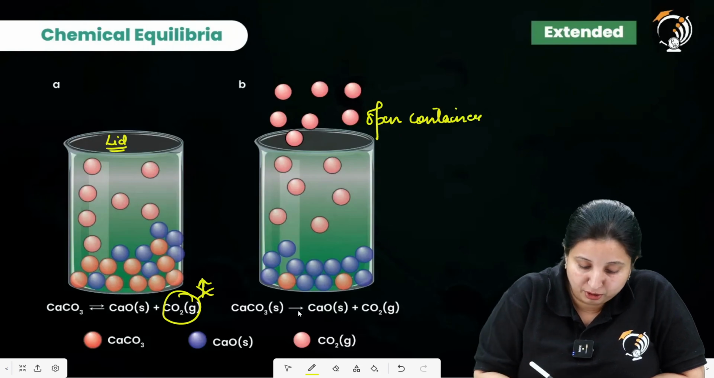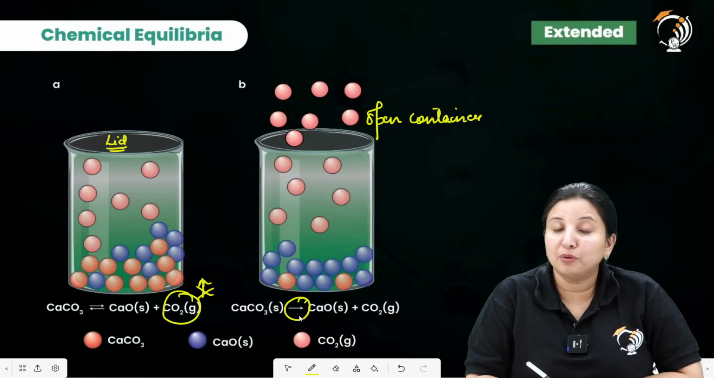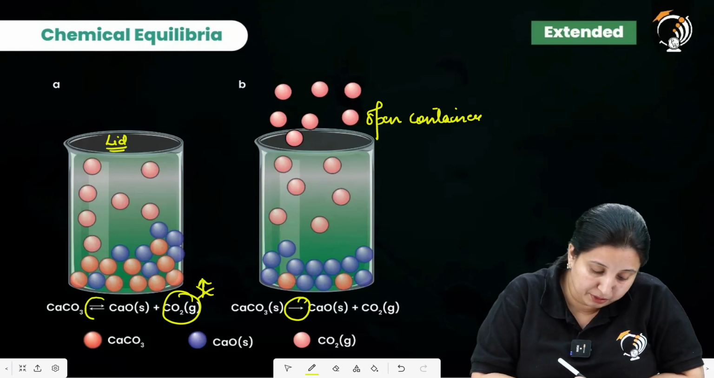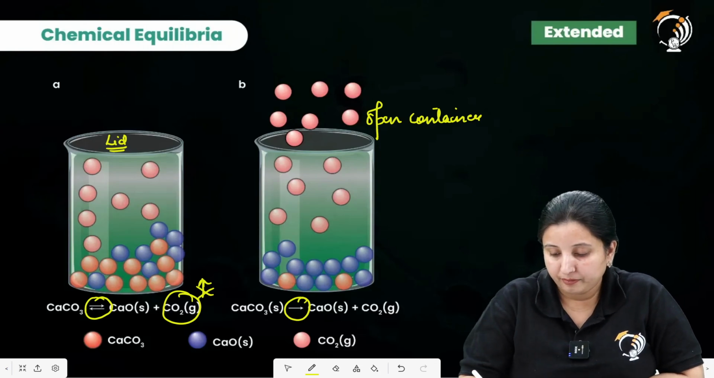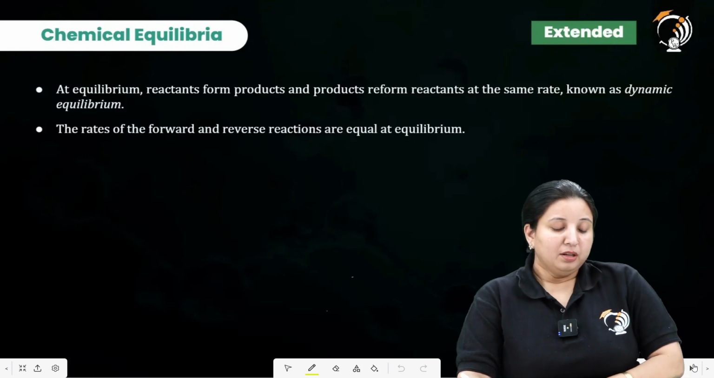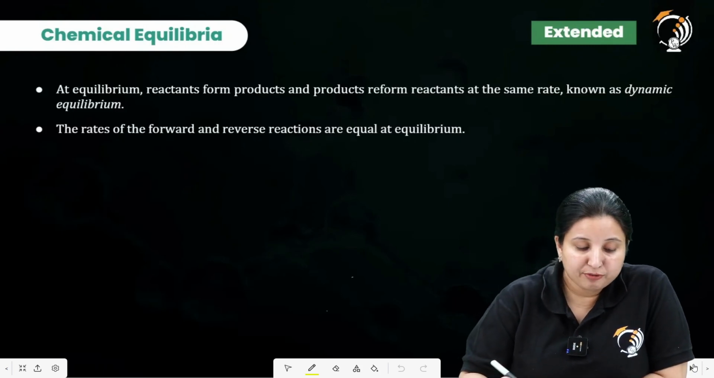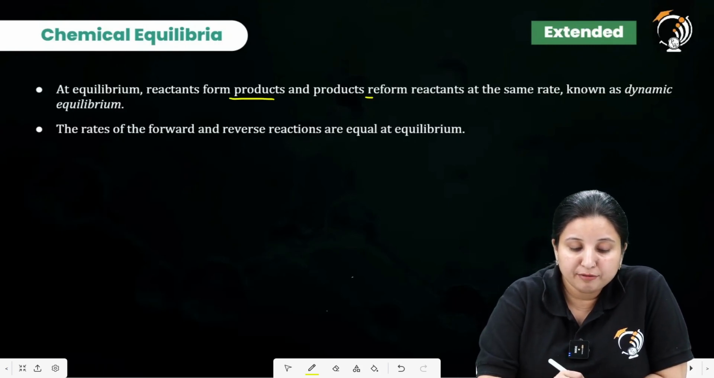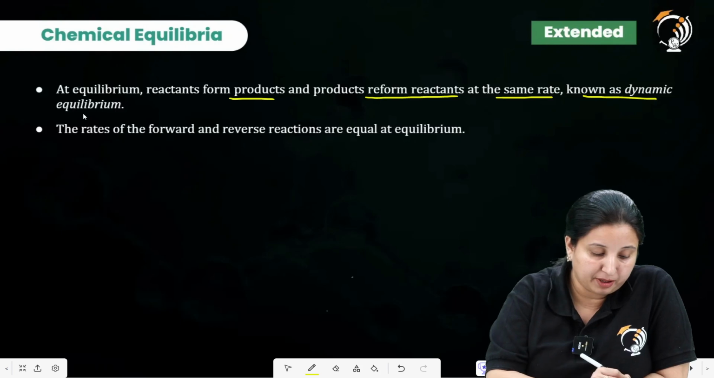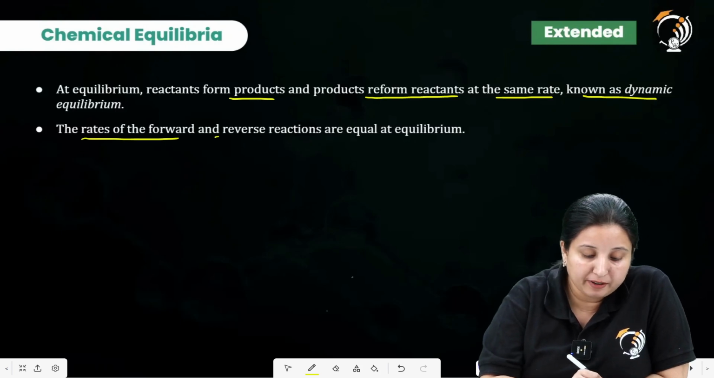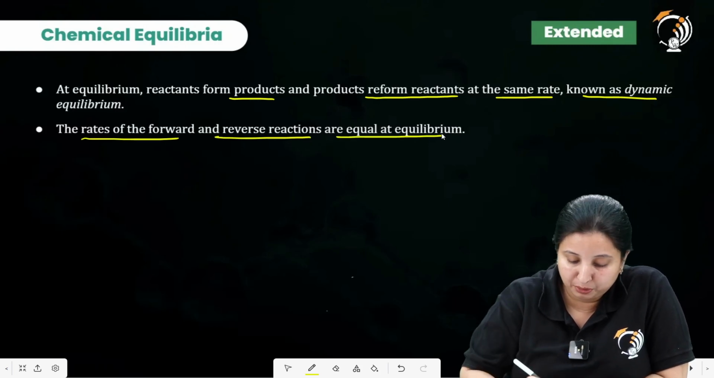So if you look, we got the arrow which is one-sided only, but in this particular case, it is the double-sided arrow. So at equilibrium, reactants form products and products reform reactants at the same rate, known as the dynamic equilibrium. The rates of the forward and reverse reactions are equal at equilibrium.